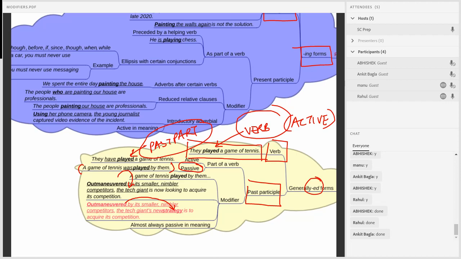Ankit, would you like to continue? Yes, sir. When ed is working as a verb, we can say that he walked carefully on the mountains. And when it is working as a modifier, then we can say threatened by predator, fish vanished in water. That is correct. So in the first one, walked is a verb because he is doing the walking. In the second one, threatened is a modifier because something is getting threatened. We are in the passive sense. Good.